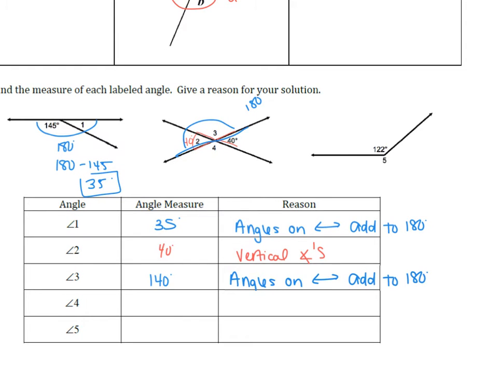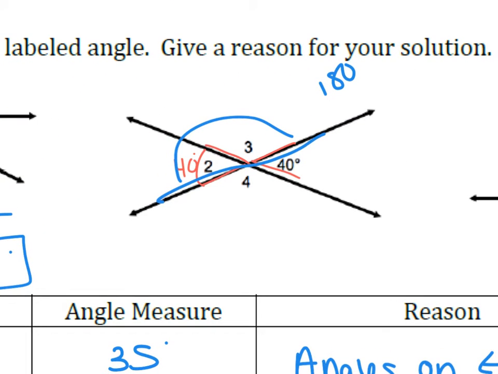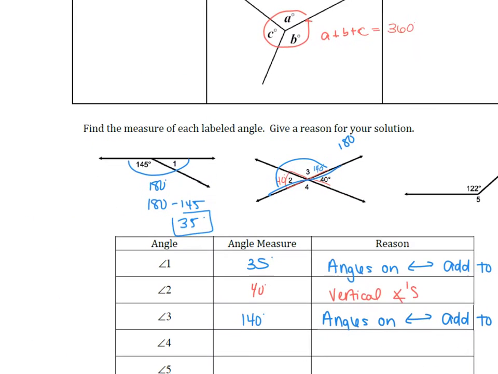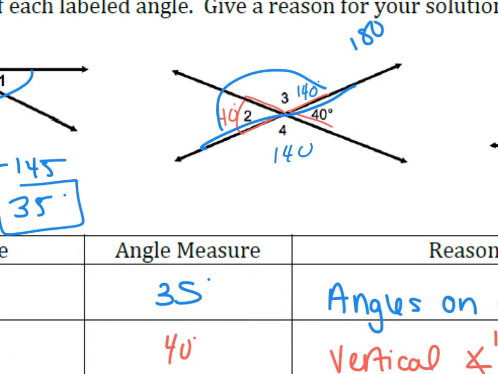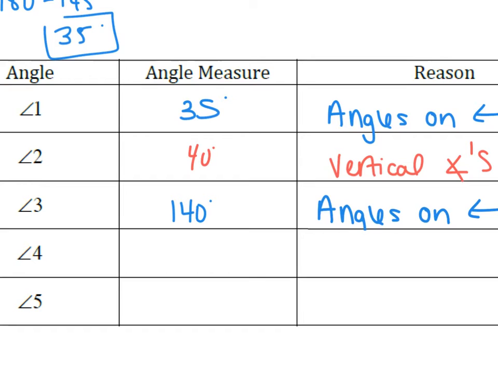Now I want to find the measure of angle 4. Try to find the measure of angle 4 by yourself. Yep, the measure of angle 4 is 140 degrees because vertical angles.